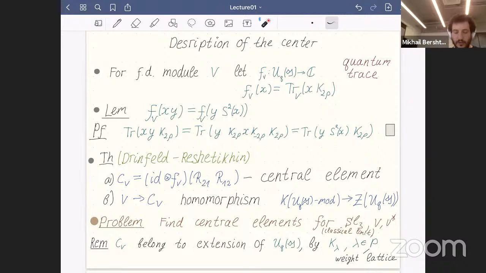If you saw something about chain lattice models like XXZ, this should remind you of the construction of the transfer matrix, R times R, and then some trace with respect to one space. Actually, this construction is not a coincidence, of course. This construction is natural from this point of view.